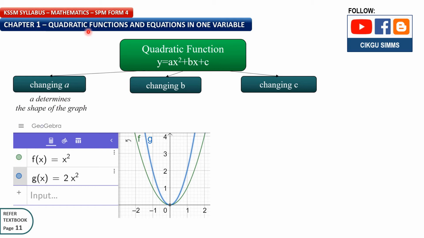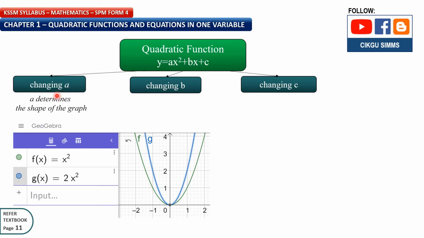Chapter 1, Quadratic Functions and Equation in one variable. Okay, so before this we learned that the general equation of quadratic functions is y equal to ax squared plus bx plus c, and a, b, c are all numbers. So what will happen if we change a, b, or c to a different number? What is the effect on the quadratic function? So today we will see the effects of a, b, and c on the function.